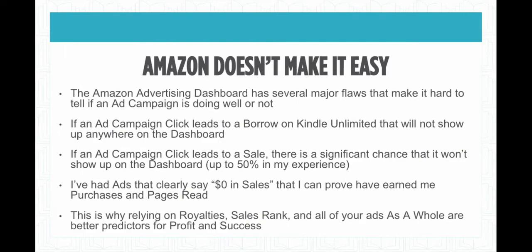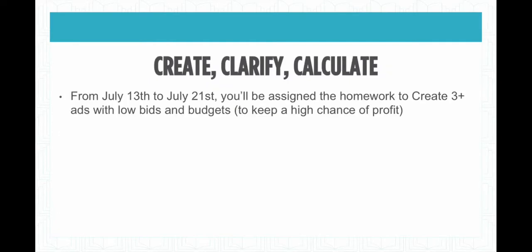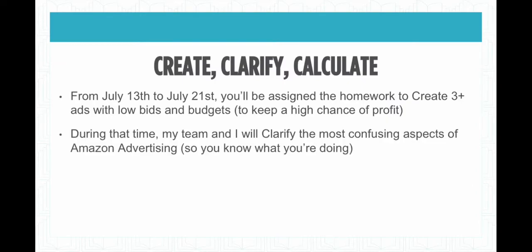Between the beginning of this challenge, July 13th, and the end on the 21st, the end of the videos, you're going to be assigned homework. We're going to create 3 or more ad types with low bids and budgets. This is going to give us the best chance of profit. There's that old advice going around, just increase your bid in order to get the ad to start working. We do not believe in that philosophy here. During this time, my team and I will clarify the really weird, confusing parts of the ad dashboard to help you know what you're doing.